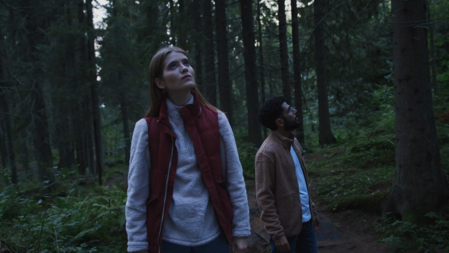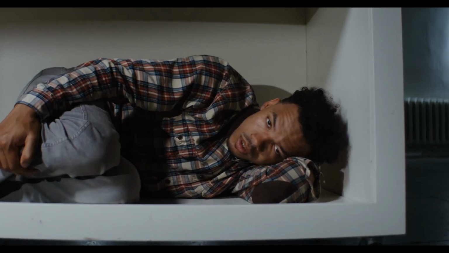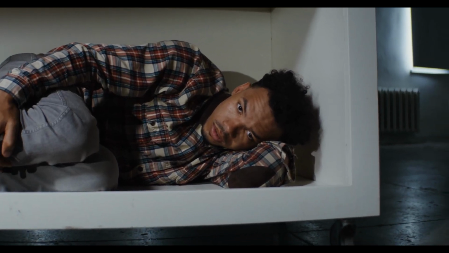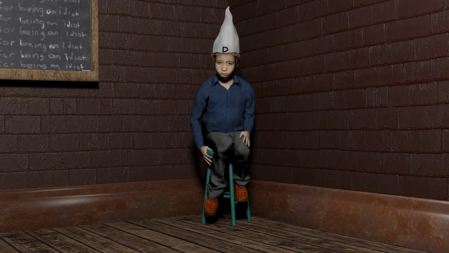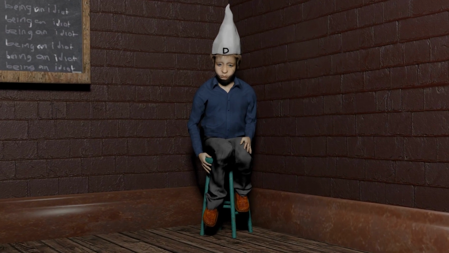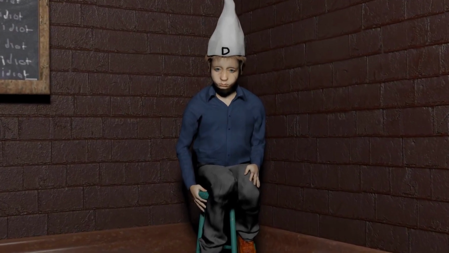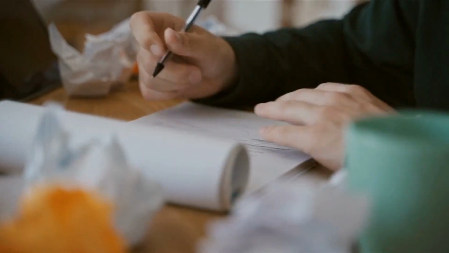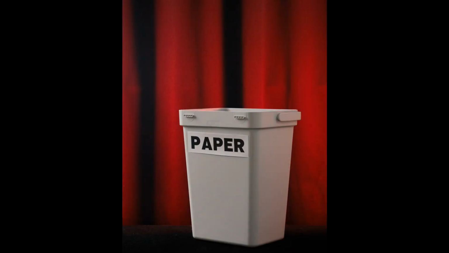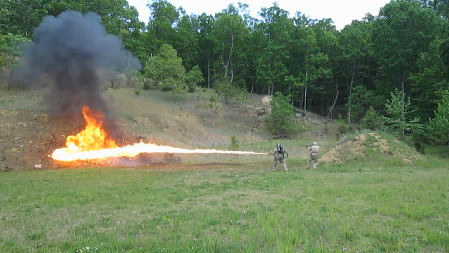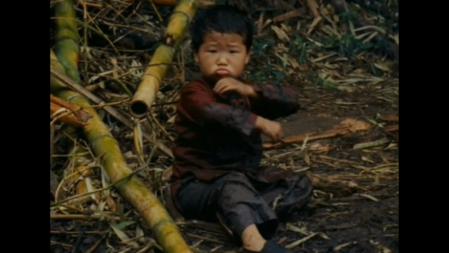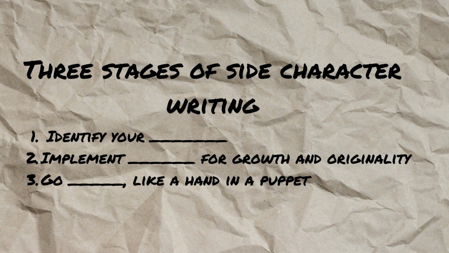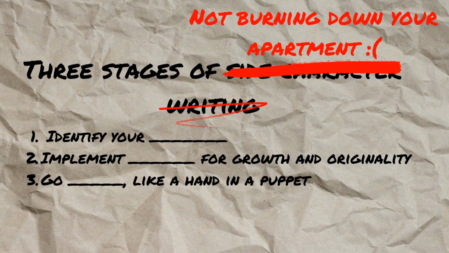Your side characters serve some purpose in the story, but sometimes you find yourself wishing they would just disappear from the story altogether, or worse, you don't feel anything at all, besides maybe shame for attempting to write in the first place. So, what do? Just scrap the whole thing, throw it in the trash, soak it in gasoline, and light the building on fire? No. Not yet, anyway. Today, we're going to take a look at 3 stages of side character writing, aka 3 stages to not burn down your apartment.